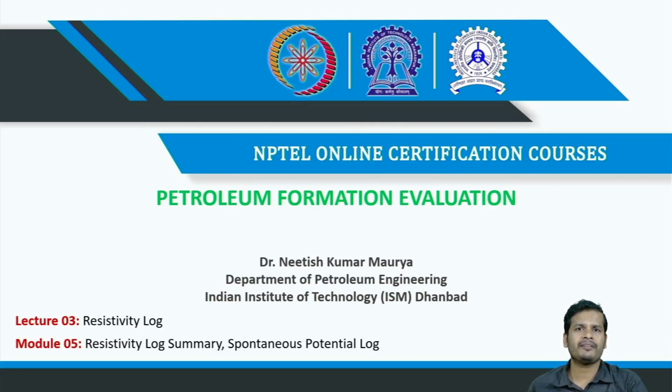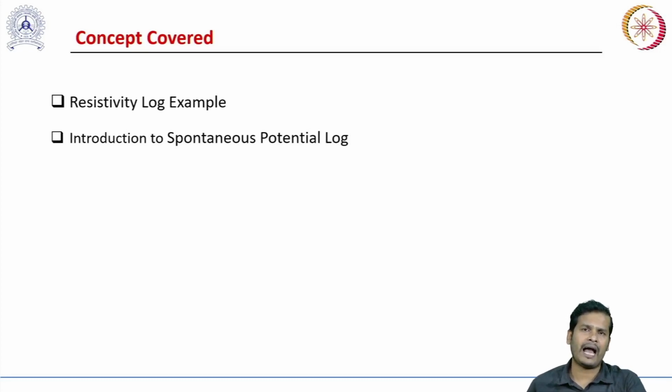Today we will summarize the application of the resistivity logging tool, and I will introduce you to a new log which is called the spontaneous potential log. So in today's lecture, I will give you a synthetic log example of how a resistivity log looks and what type of information can be interpreted by applying the knowledge that we have learned in the last few lectures. After that, I will give you an introduction to the spontaneous potential log, and we will discuss what the applications of this log are and how this log works.